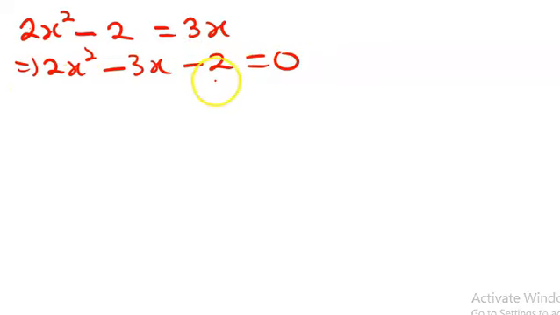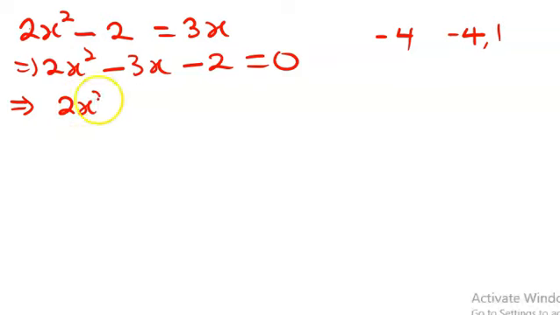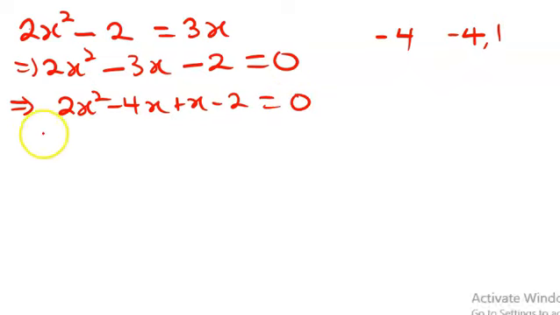Now this is a quadratic equation. So 2 times minus 2 is minus 4. And we are looking at factors of 4 that, when we add, we get minus 3, and when we multiply, we get minus 4. Now if we try minus 4 and then 1, minus 4 times 1 is minus 4, and minus 4 plus 1 is minus 3. We break the middle term into those factors. So 2x squared minus 4x plus x minus 2 is equal to 0.